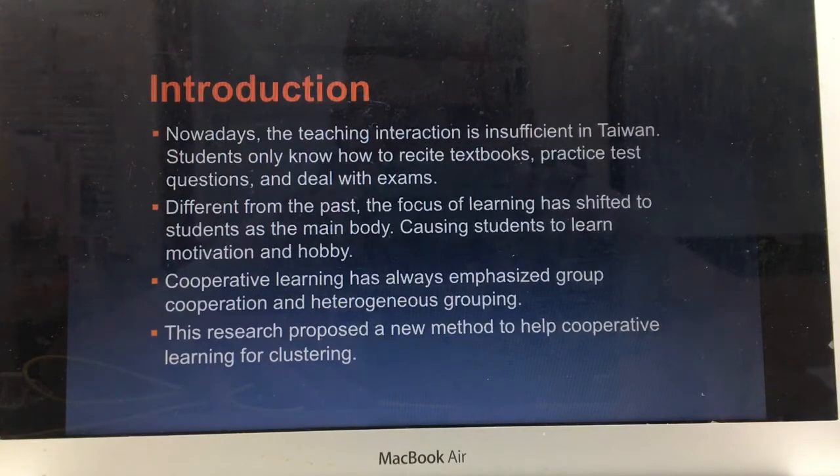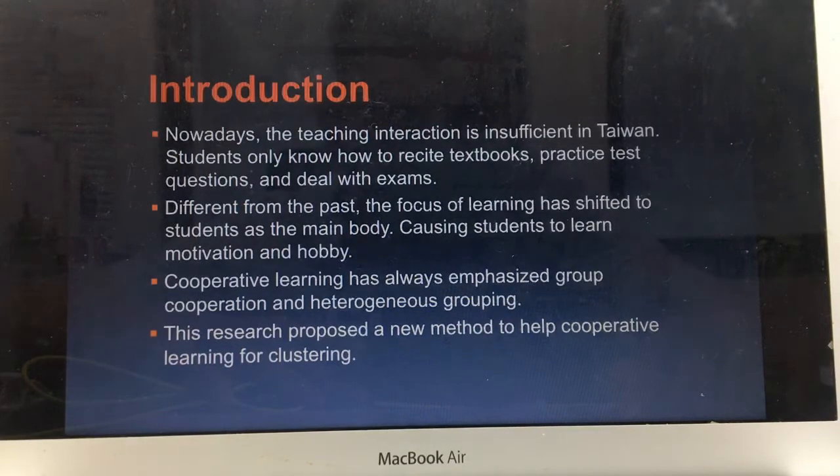Nowadays, teaching interaction is insufficient in Taiwan. Students only know how to recite the textbook, practice test questions, and deal with exams. So we try applying cooperative learning. Cooperative learning has always emphasized group cooperation and heterogeneous grouping. This research proposed a new method to help cooperative learning with clustering.